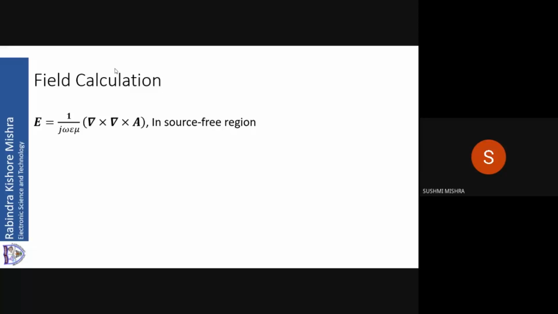And we are considering it in the far field, at the observation point. There is no source because we are at a far away distance from the source, so it is a source free region. There we will find out E using this equation.